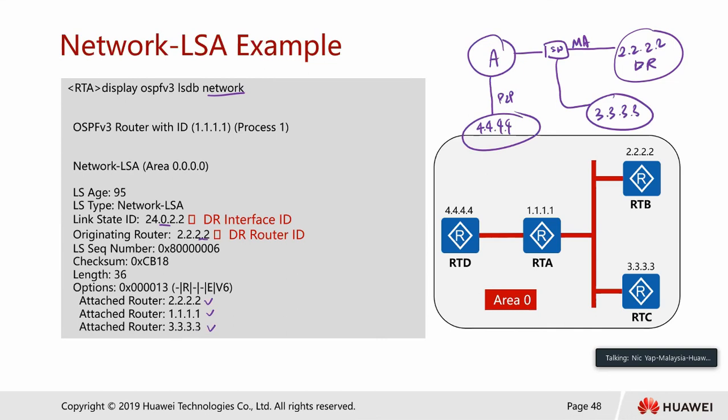That is how they are discovered from there. And this is the option field they added to represent that there are routers that can support external routes. Then there are V6 capabilities. Is it okay up to this point on the network LSA before we go further?